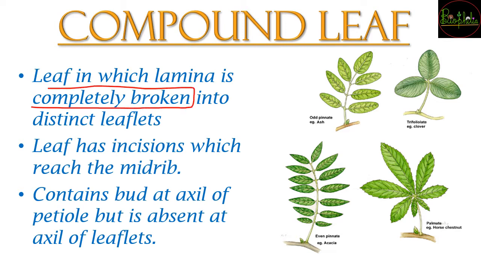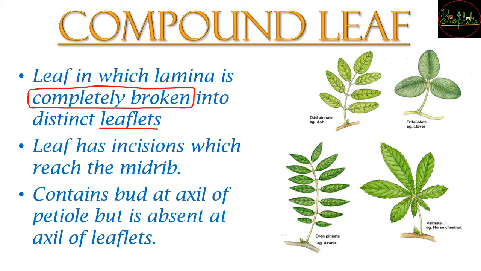In a simple leaf, even if there are incisions, and even if it tries to come together at a converging point and then grows back, it is not going to touch the midrib. But in the case of a compound leaf, it is going to be completely broken into distinct leaflets. So small small leaves form, and these are nothing but called leaflets.